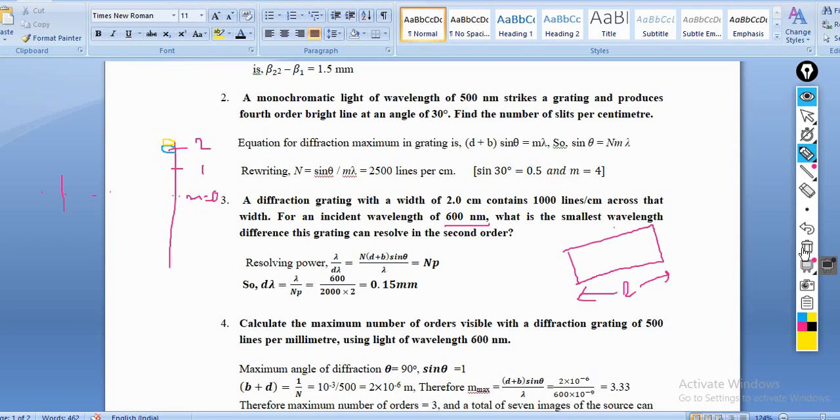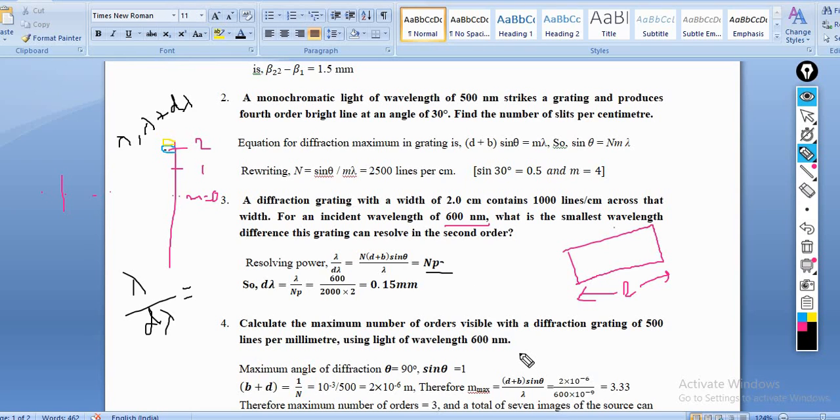Just refer to the formula for this. For the resolving power, the relation is lambda divided by d lambda. Here we are considering two wavelengths. One wavelength is lambda, and the higher wavelength is lambda plus d lambda. If you are able to resolve them, the difference between the two is d lambda. So resolving power is lambda by d lambda, which is equal to N into p, where capital N is the number of grating lines or slits, and p is the order.